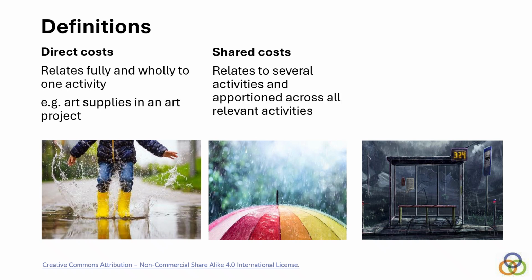They're the direct costs. Shared costs are a bit rarer, but they're really important. They relate to several activities, so they're direct costs, but you can't wholly and fully attribute them to one activity. We have to share them, apportion them across all relevant activities. And the typical example for this is the CEO's salary.